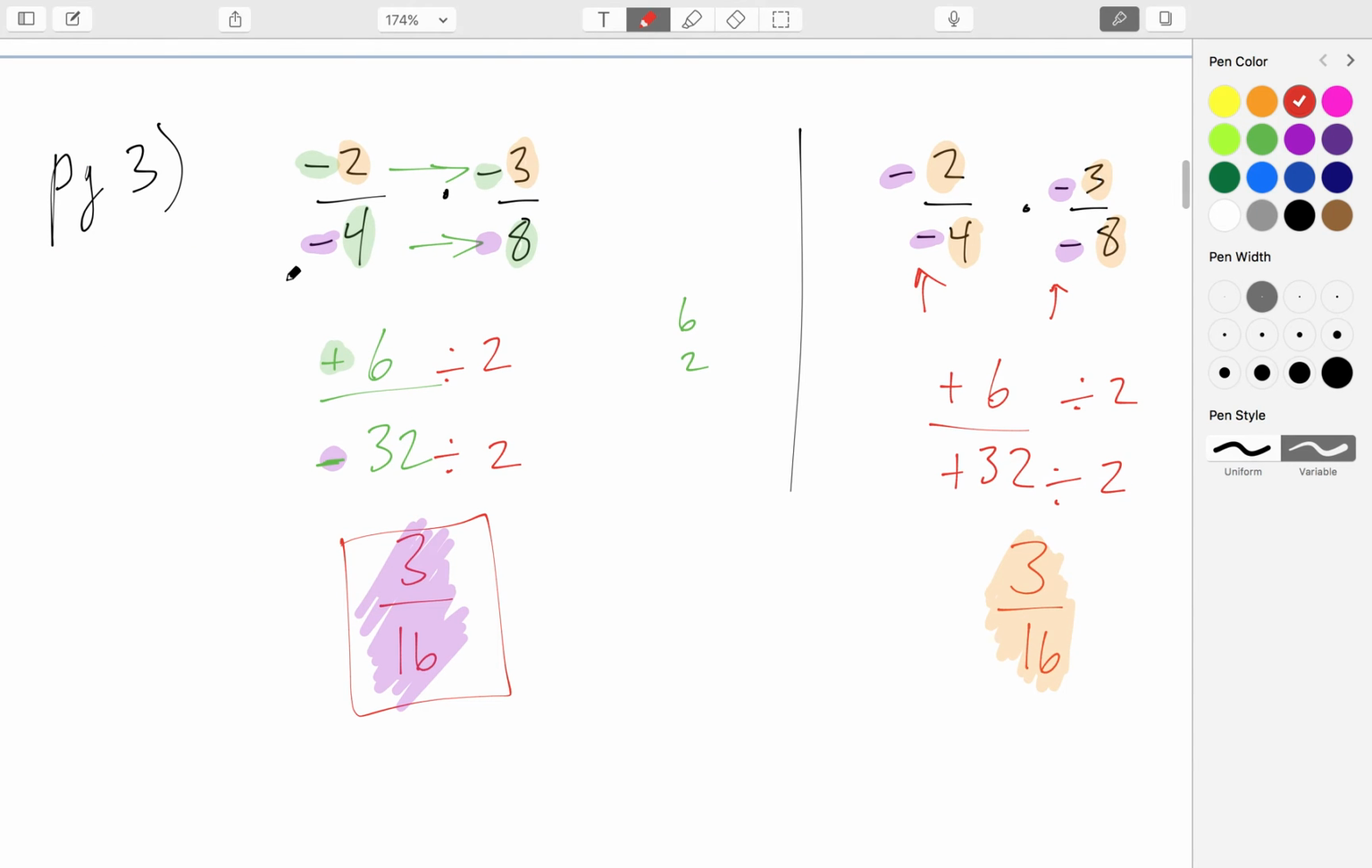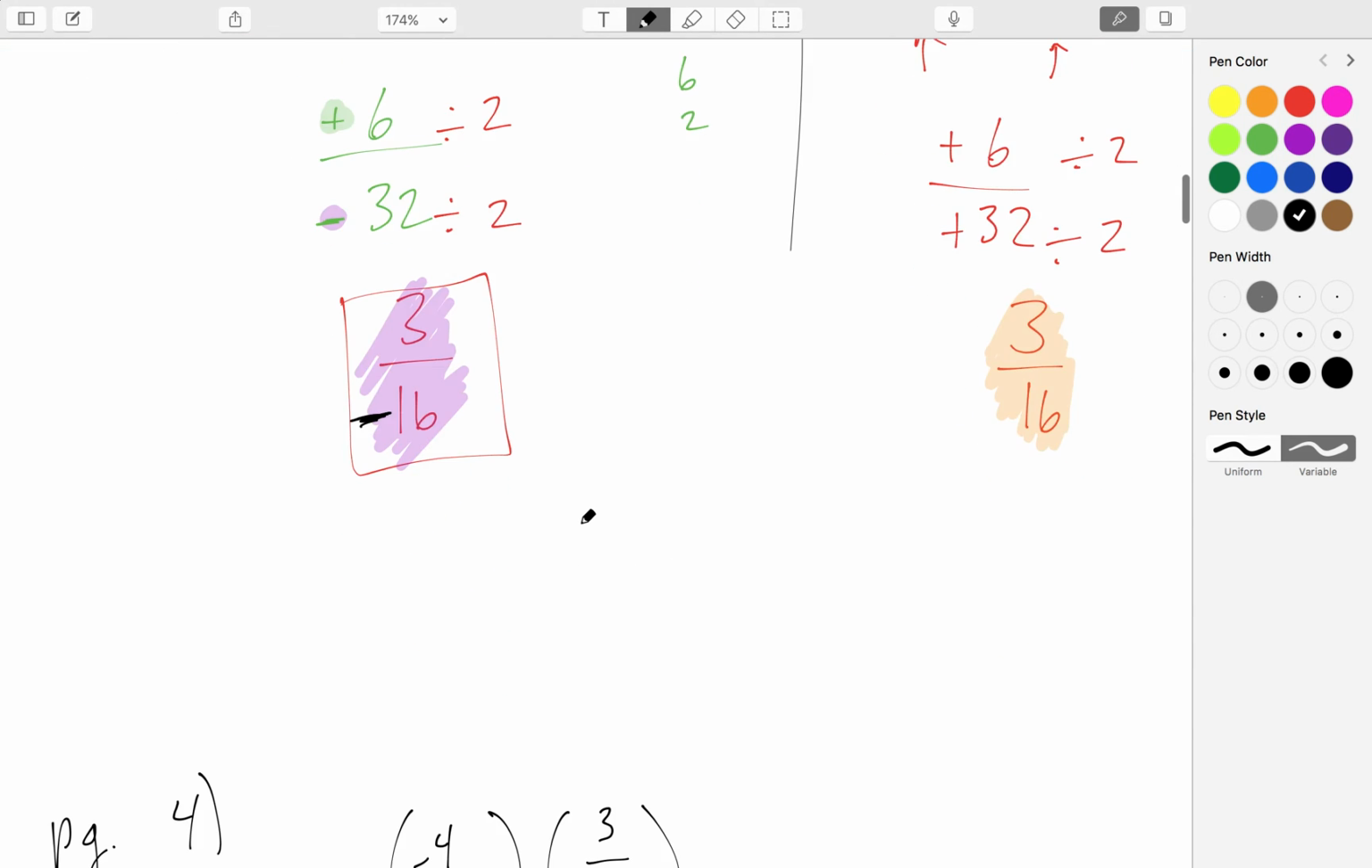Let's check the signs here again. On this first one, I said negative times negative is a positive. I said negative times a positive, though, is a negative. And I did write it, but on my final answer, I did not write it there. So you got to make sure that you have the negative here.